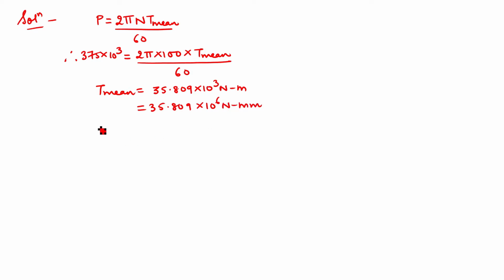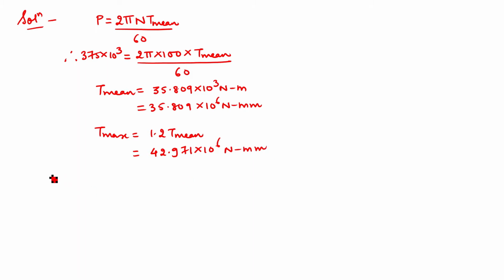Next I'll calculate T max, which is 1.2 times T mean. That is this value that I have obtained. When I multiply this value with 1.2, I get 42.971 into 10 raised to 6 Newton mm.